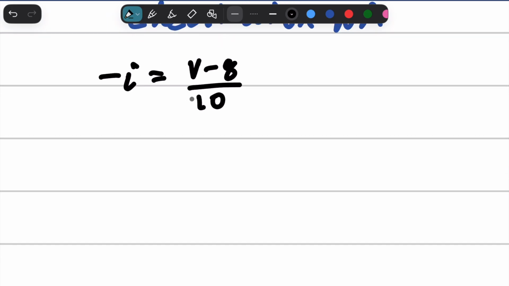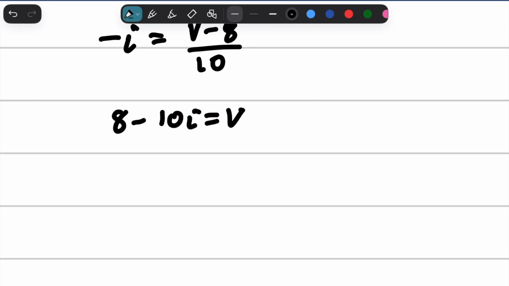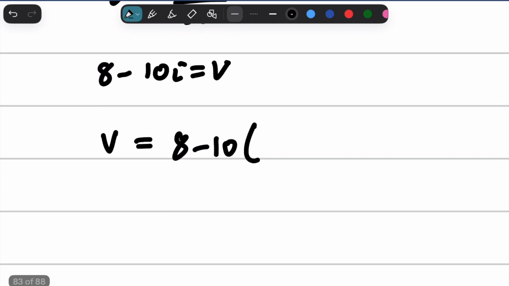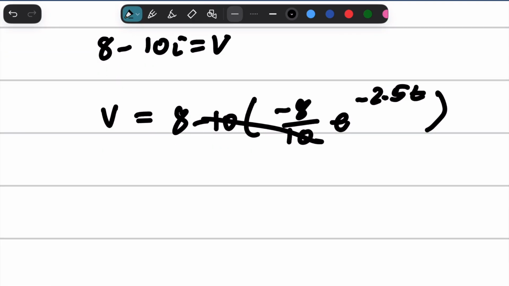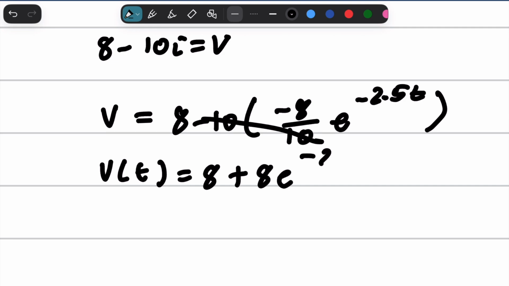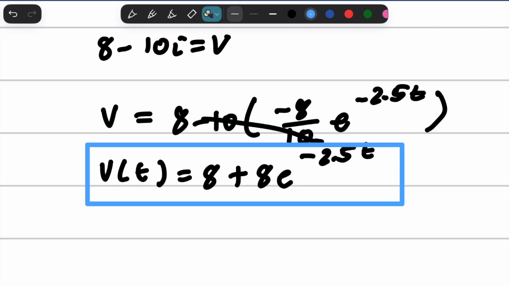Let's go ahead and solve for V. So we're going to get 8 minus 10I is equal to V. When we plug in that I, technically I'm just checking to see if the voltage is correct, because if the voltage is correct, then that means our current is also correct. And we can see that it actually fits very nicely. Multiply both sides by 10 and negative, so V of t is equal to 8 plus 8e to the negative 2.5t. And that's it for this one.